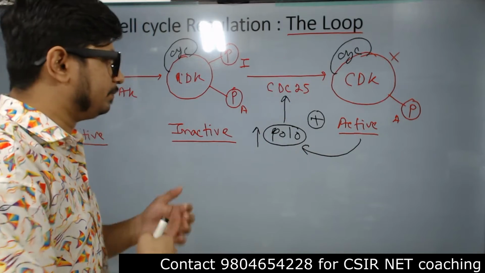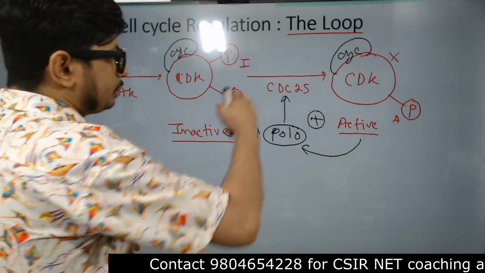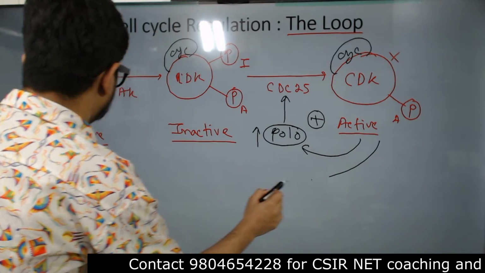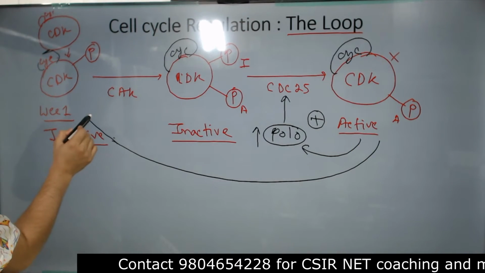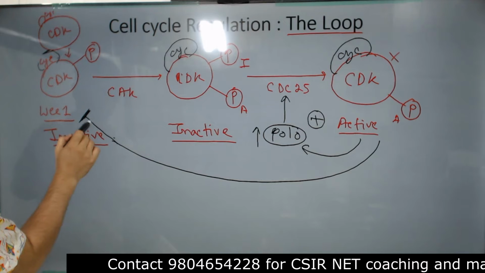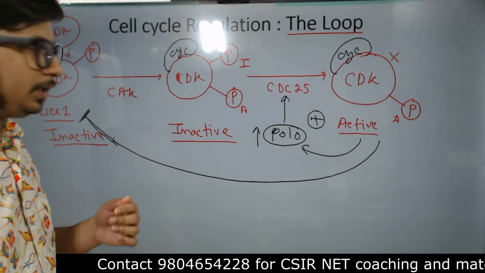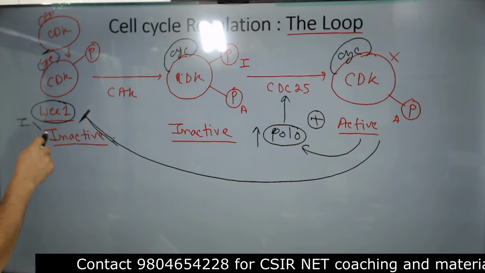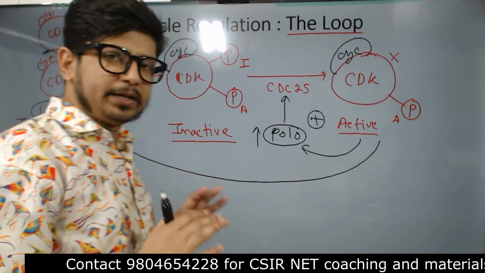Multiple activation. A positive feedback loop is initiated. Similarly, this active CDK will inhibit V1. So this is the inhibition of V1. V1 itself is inhibitory, right? V1 adds the inhibitory phosphate.